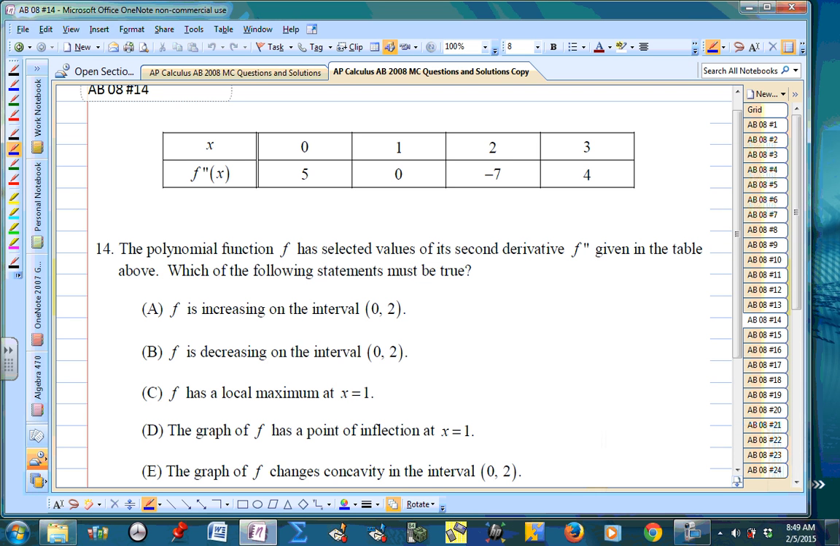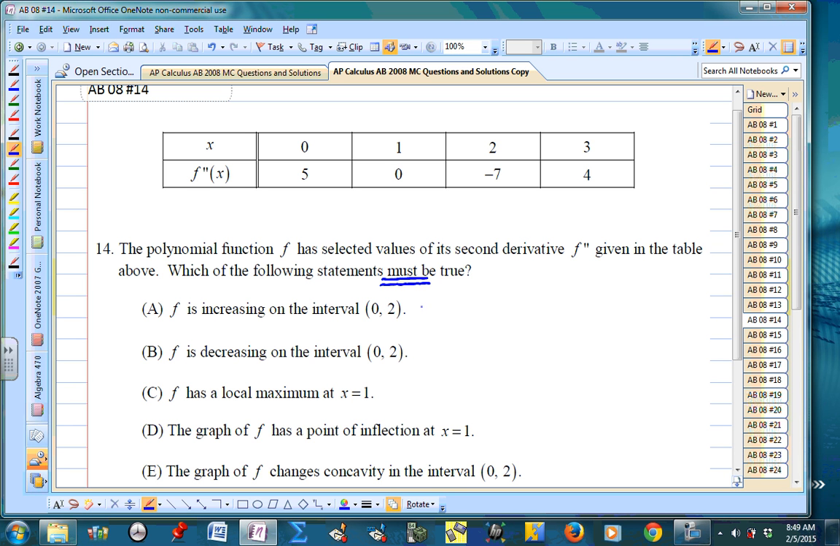Problem number 14 is a problem where they give us a table with x values and f prime prime of x values. And we're asked to determine which of these 5 statements must be true. This one's a little tricky, and we're going to have to be technical and split hairs a little bit. But let's get started. In part A, they say f is increasing on the interval from 0 to 2.